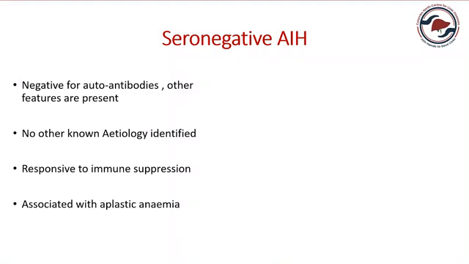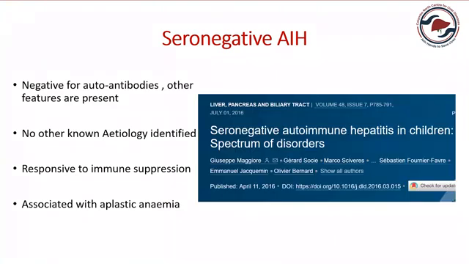A considerable percentage may be associated with aplastic anemia. That is again interesting. If you have a child with undiagnosed hepatitis, a kind of picture with aplastic anemia, this may be the diagnosis. There was a nice study where they evaluated 38 children with seronegative autoimmune hepatitis, and they described that 10 out of 38 had aplastic anemia. All of them responded to immunosuppression, just like other autoimmune liver diseases.